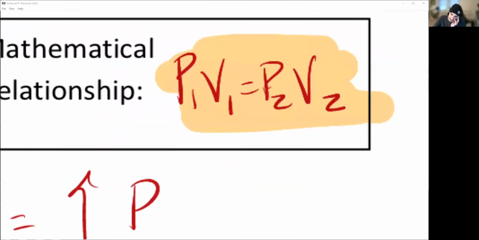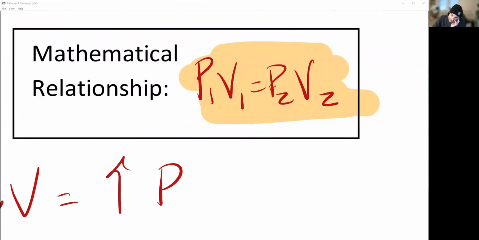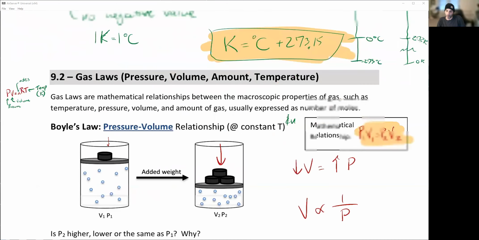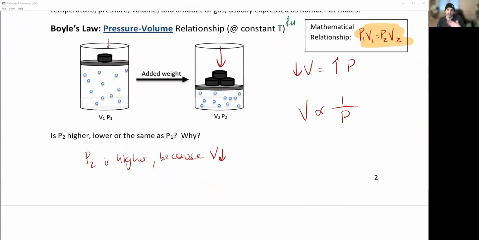Again, if my volume is going to decrease, that means pressure has to go up because they have to be equal to one another. Okay, so those are inversely proportional. One goes down, the other one has to go up. That is Boyle's law, the relationship between pressure and volume. And we're going to go through a bunch of examples for this.